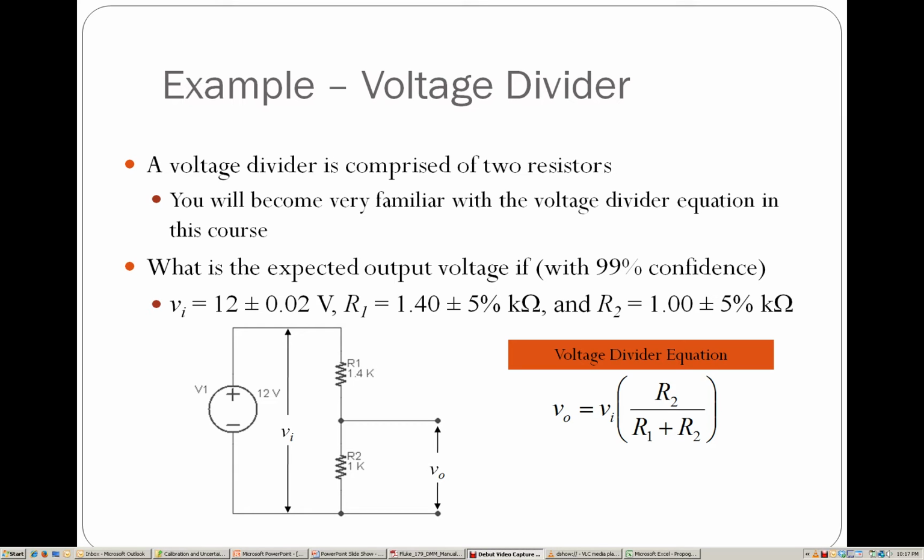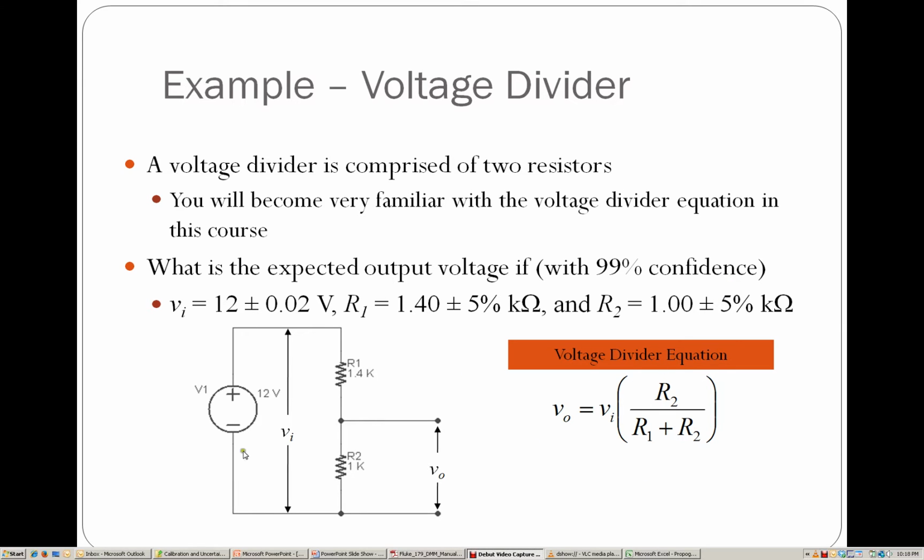As a second example of propagation of uncertainty, I'm going to use the voltage divider. Now, a voltage divider is a circuit that's comprised of two resistors, and you're going to become very familiar with the voltage divider equation in this class. It's going to be something that we're going to use often as a simplification, so starting to commit this to memory may come in handy in the future.